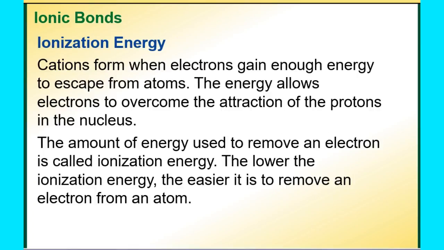Cations form when electrons gain enough energy to escape from atoms. The energy allows electrons to overcome the attraction of the protons in the nucleus. The amount of energy used to remove an electron is called ionization energy. The lower the ionization energy, the easier it is to remove an electron from an atom.